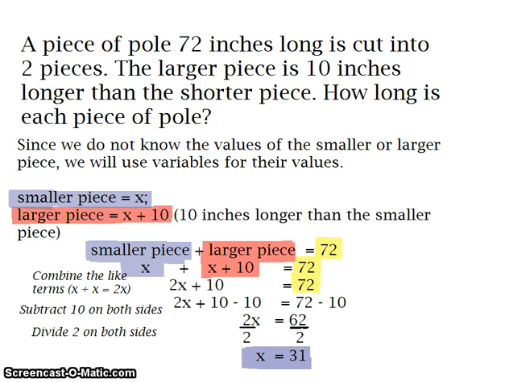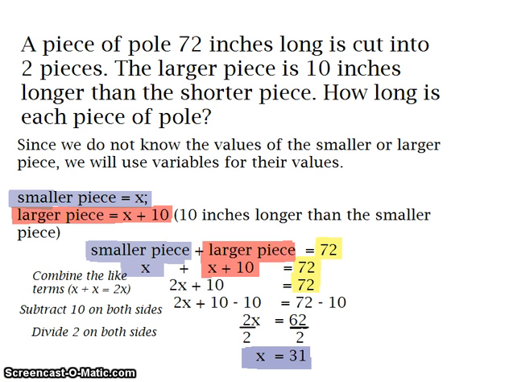Okay, so what we're going to do first is combine our like terms. Again, we can combine the x's because they are the same variable and they have the same exponent value. x plus x is equal to 2x. So on the left side of our equation, we will have 2x plus 10 equals, right hand side of the equation, 72.